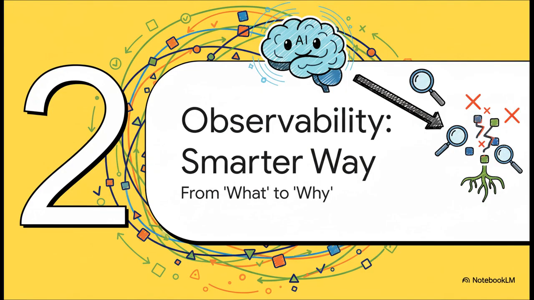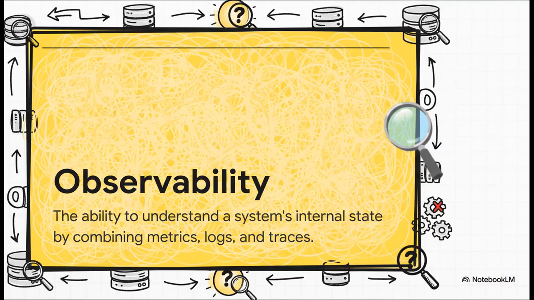And that brings us right to Section 2, observability. Now look, this isn't just another tech buzzword. It's a really fundamental shift in how we think about these things. We're moving away from just knowing what broke to really, truly understanding why it broke. So, what exactly is observability? Well, think of it as the ability to get a complete 360-degree view of your entire system. It does this by combining three key pieces of the puzzle.